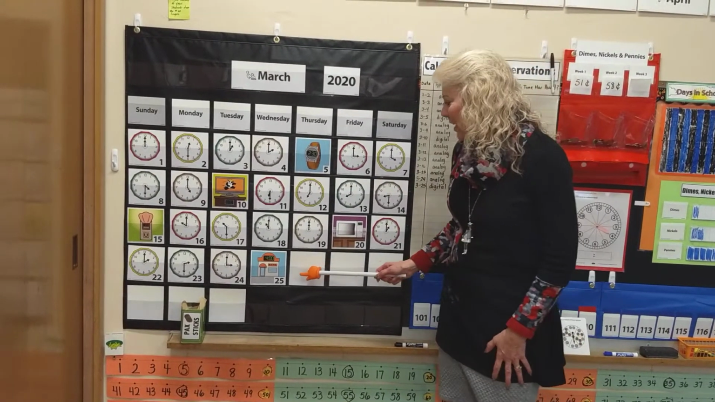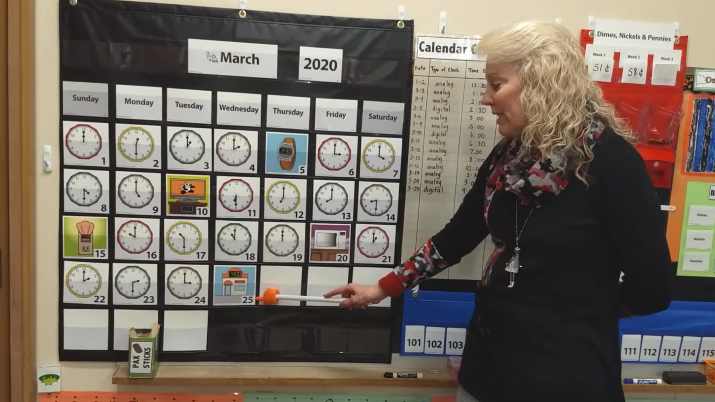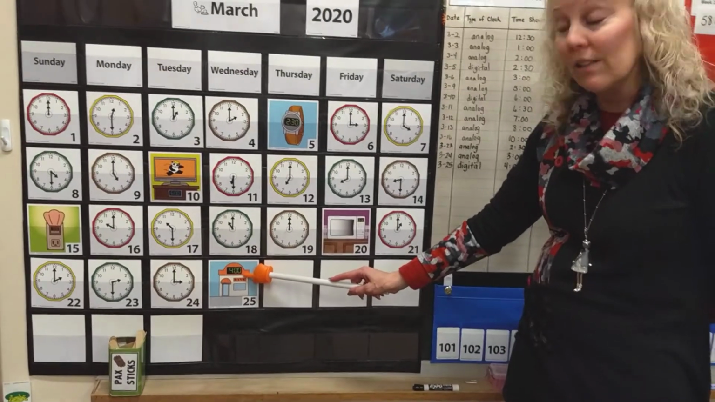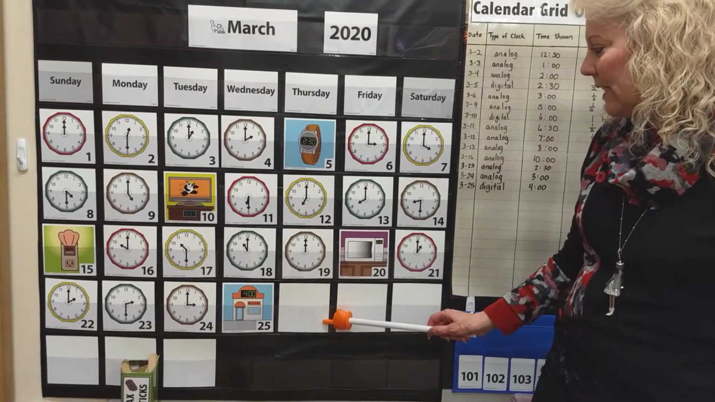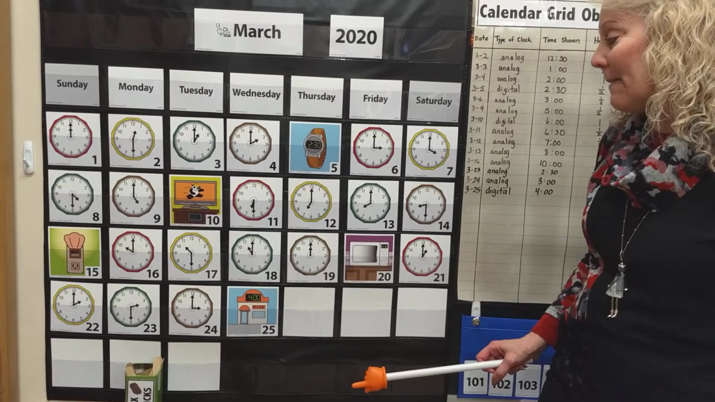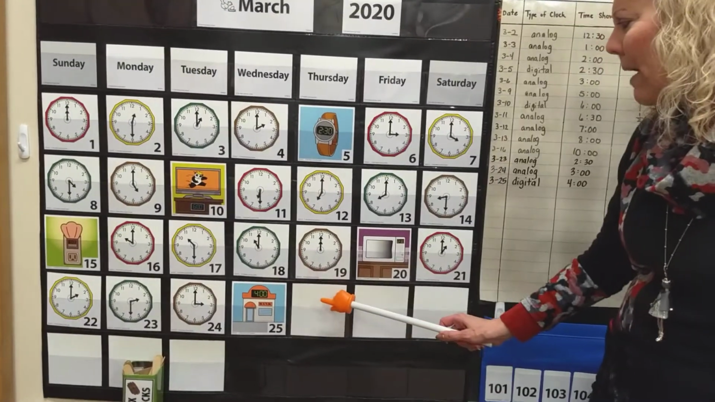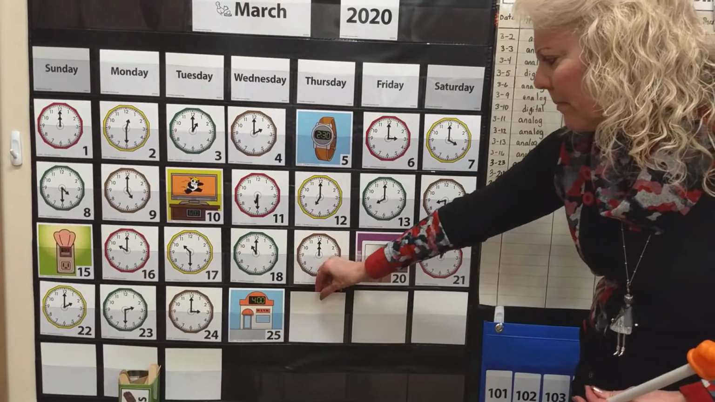Let's review, boys and girls. Yesterday's date was Wednesday, March 25th, and the time was 4 o'clock on the digital clock. Now think in your brain, what is today's date? What is the time, and what kind of clock will it be? Well, I see the new hour is here, so I'm thinking it's going to be a half an hour later. Let me check.